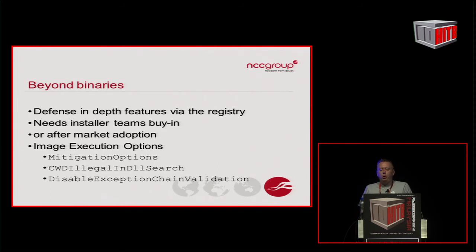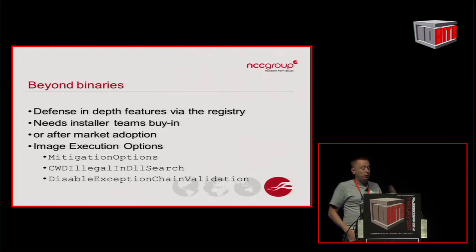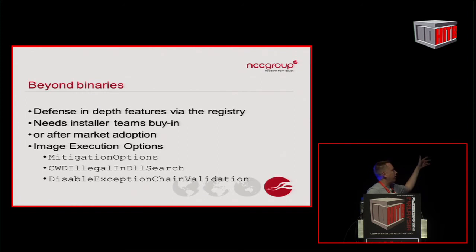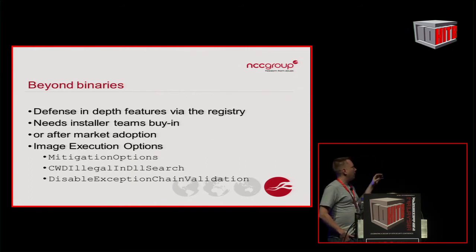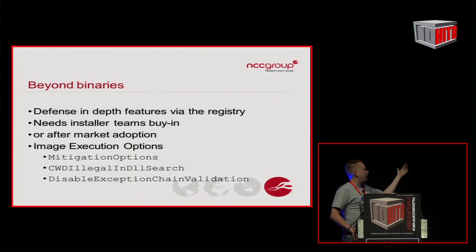If we move beyond the binaries, we then also have to start looking in the registry if we want to deploy some of these defenses, or check for their existence. There are three in the Image File Execution Options registry key. There you create a subkey, which is the name of the binary, and then there are three. So CWDIllegalInDllSearch mitigates DLL planting.